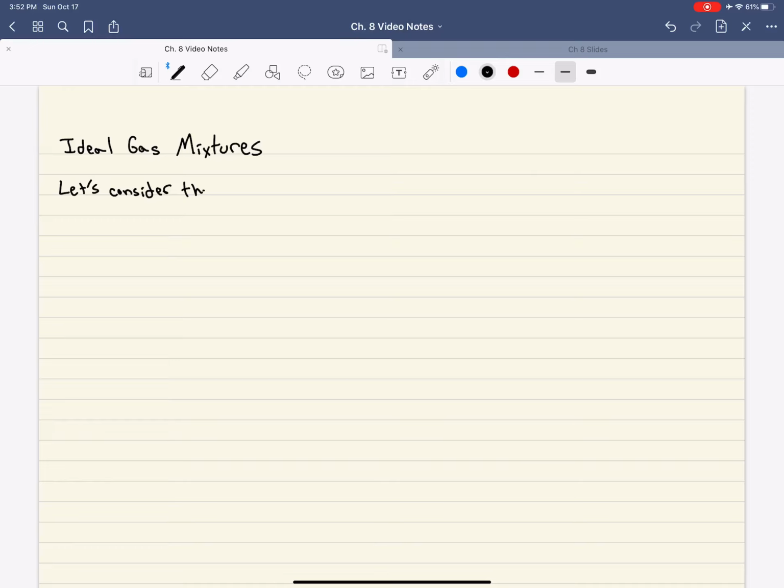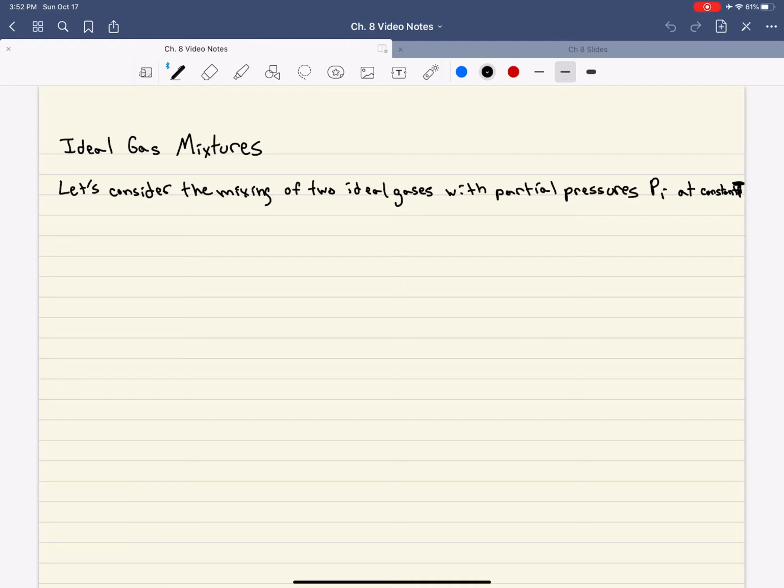is the mixing of two ideal gases, where each of these gases has partial pressures Pi, at constant temperature, constant T.